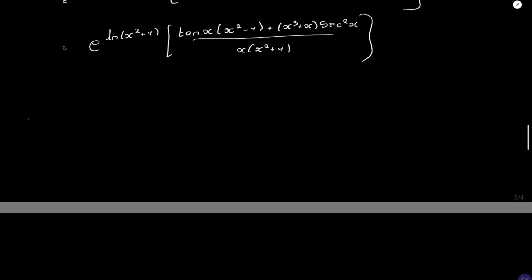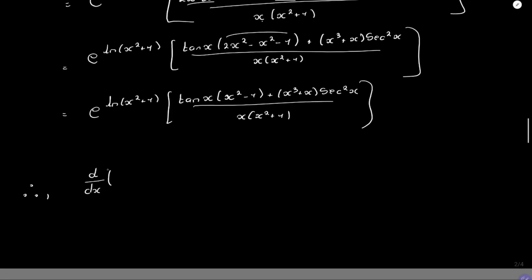So we can then conclude that therefore the derivative with respect to x of our initial function was. The initial function was tan x e to the ln of x squared plus 1 divided by x, which is equal to dy on dx.